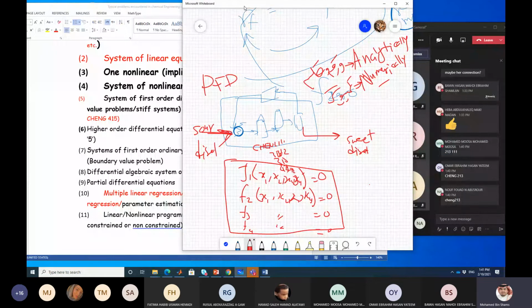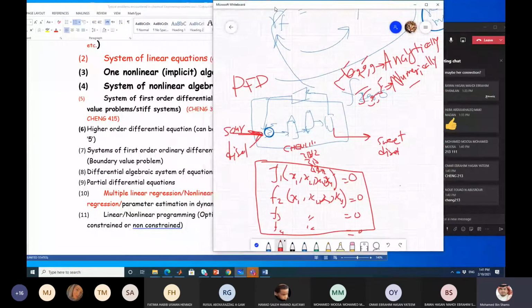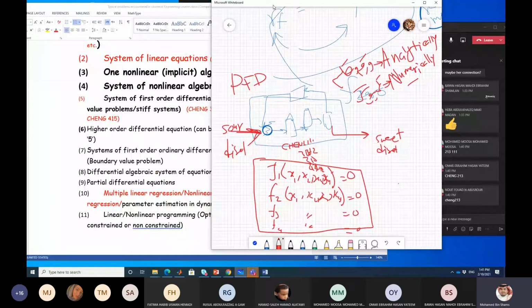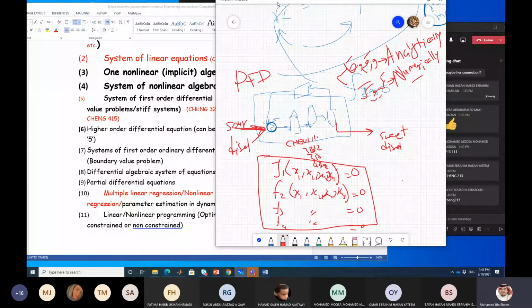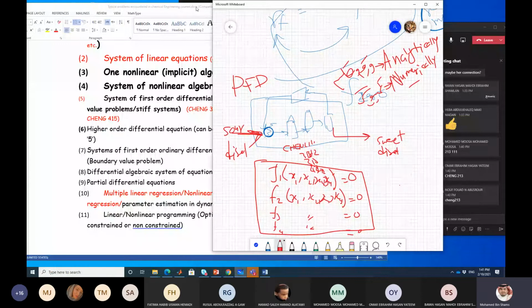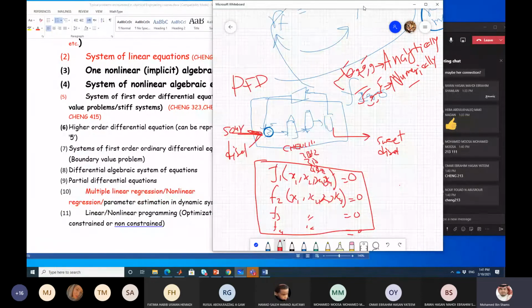Okay, in the applied course, you are trying to estimate the kinetics parameters. So that's basically regression. This is another type of problem that we have in chemical engineering, and probably you have already witnessed that.